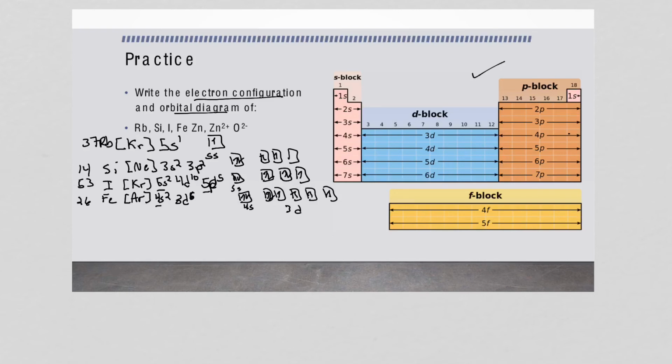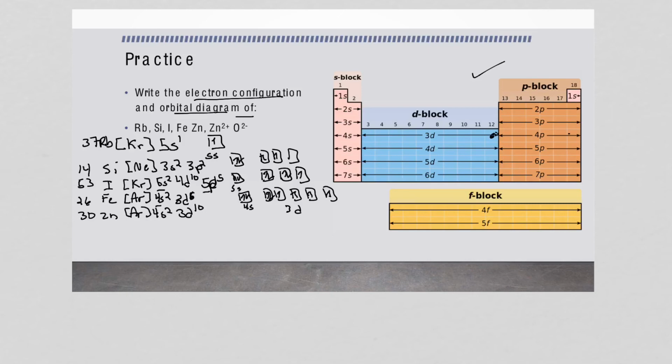And then we've got zinc. Zinc is element 30. And again, you're going to have argon, 4s2, that's 20, 3d10. Zinc is right here, right at the end, where we filled up that 3d. And again, I'm going to skip the orbital diagram here. I think we get the idea of how we would draw those out.